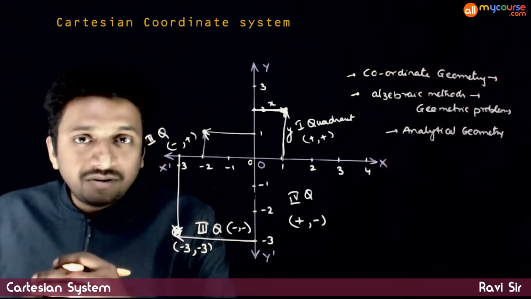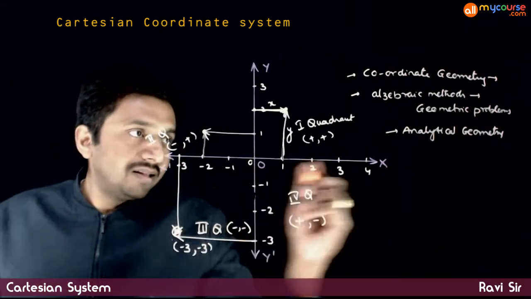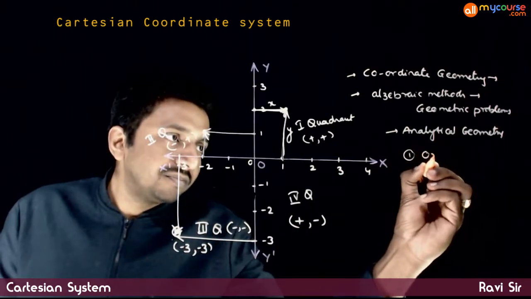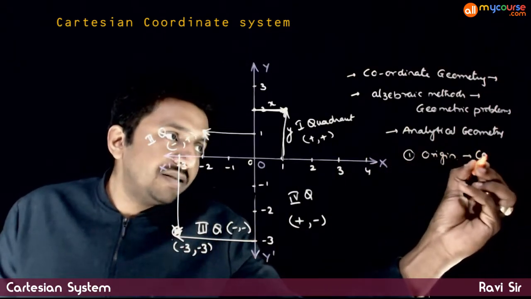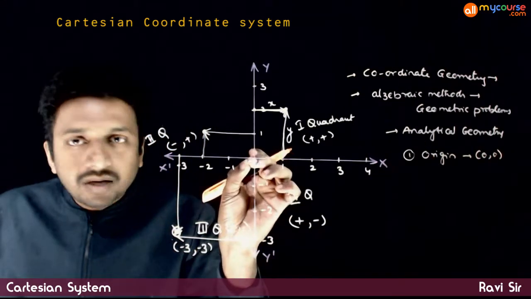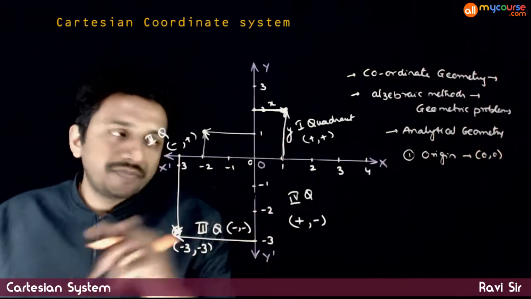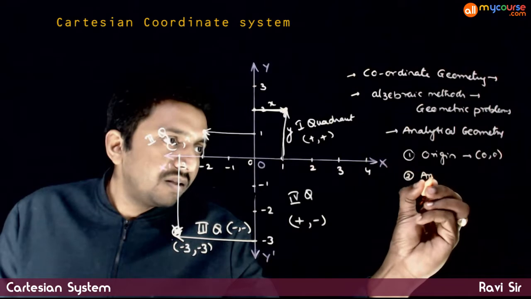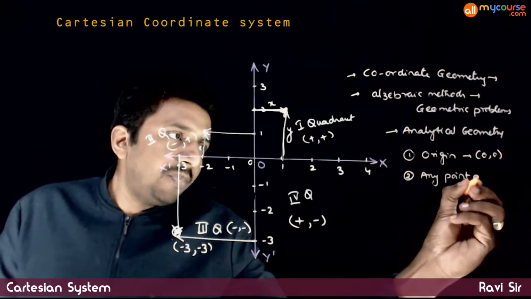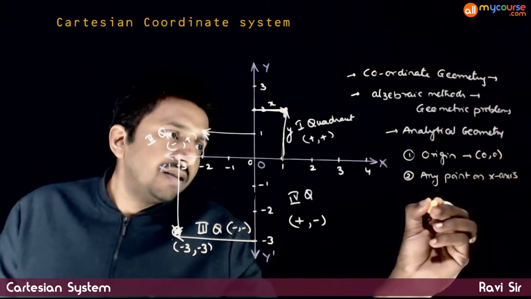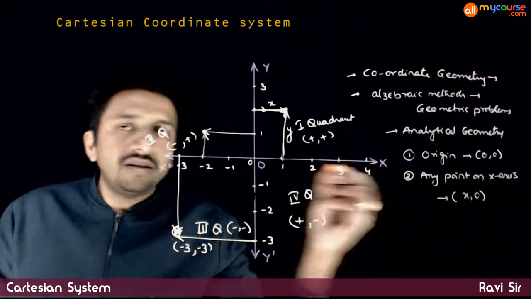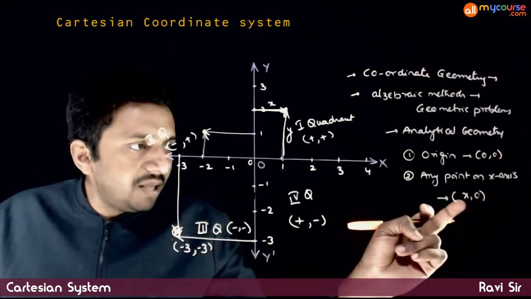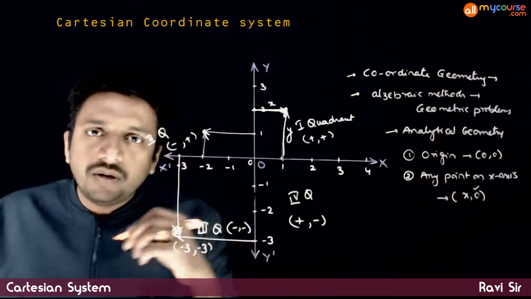The important things that you need to understand about the coordinate axes are, first, the coordinates of the origin are 0, 0. The origin has coordinates 0, 0 because the distance of the origin from the x-axis as well as the y-axis is 0. And any point on the x-axis is of the form (x, 0). The y-coordinate of a point on the x-axis is equal to 0. So if you take any point on the x-axis, the y-coordinate will be equal to 0.